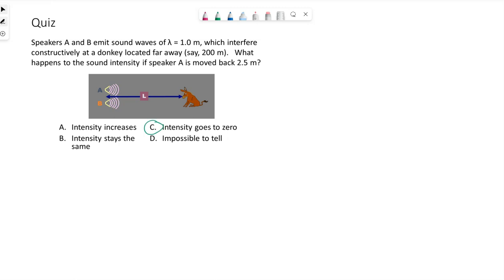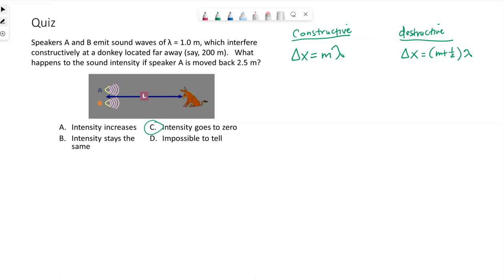The correct answer here is C. When we talk about constructive interference, we can say that the difference in distance the waves travel, since the speakers are emitting the same waves, and I assume in phase initially, the difference in distance being delta x, if that's equal to a multiple of a wavelength, then we get constructive. If it's equal to a multiple of half a wavelength, we get destructive.